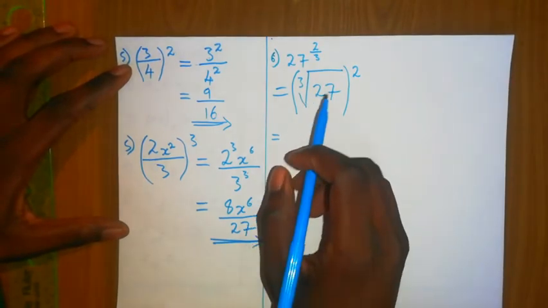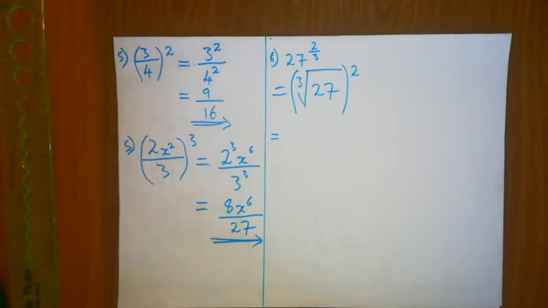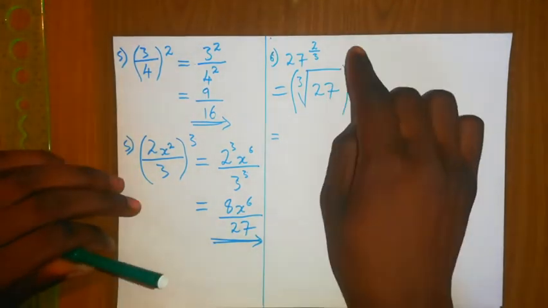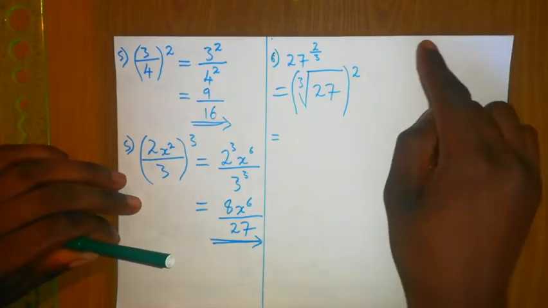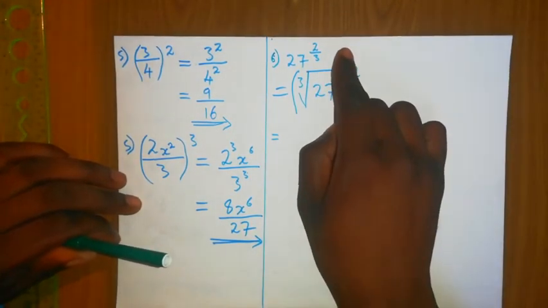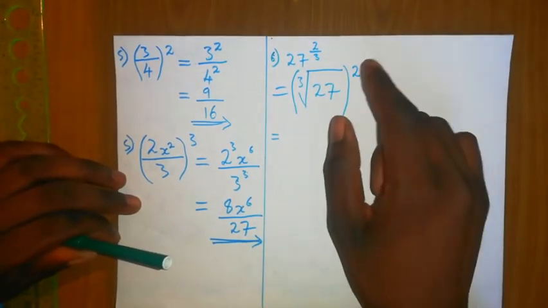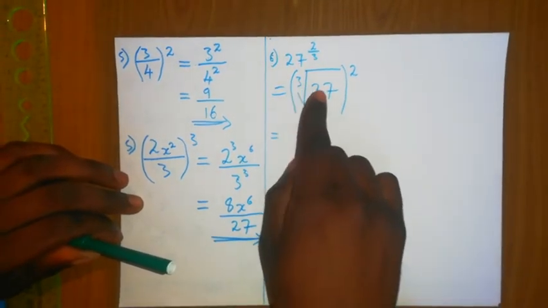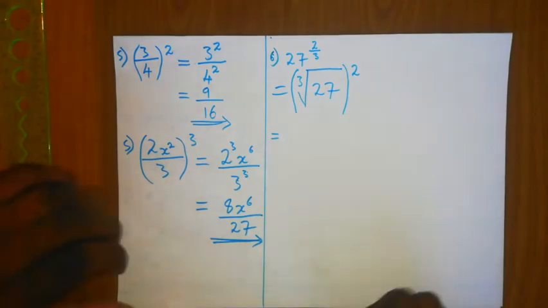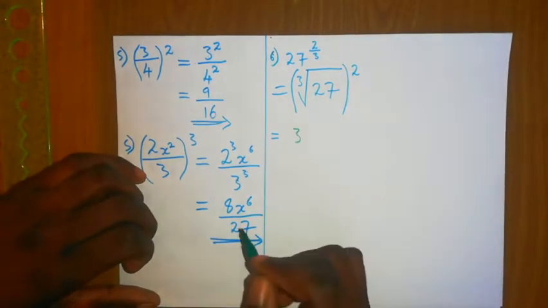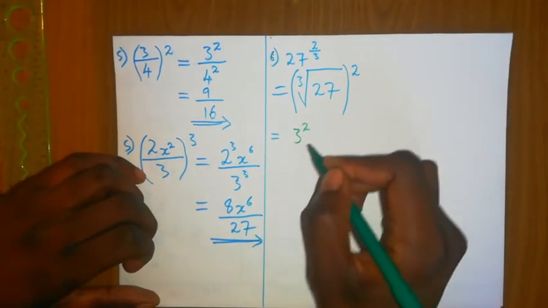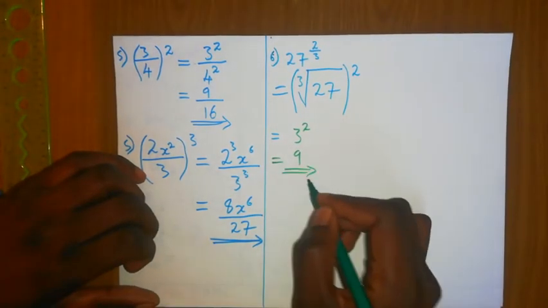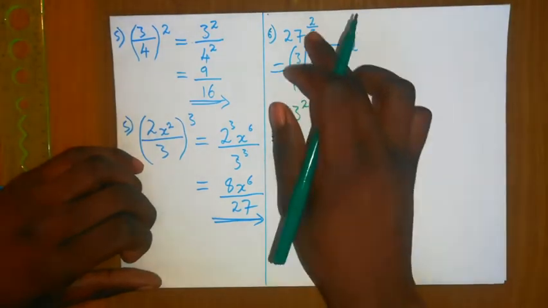As I said previously, we are supposed to bear in mind those hints that I gave you. 2 to the power 1 up to 2 to the power 6, 3 to the power 1 up to 3 to the power 5. So if you know that in your mind, you automatically know that here it's a 3, so it's equal to 3 to the power of 2, so it's equal to 9.